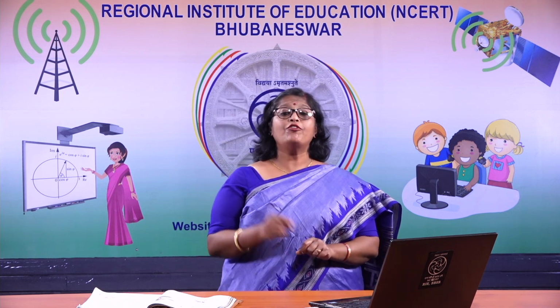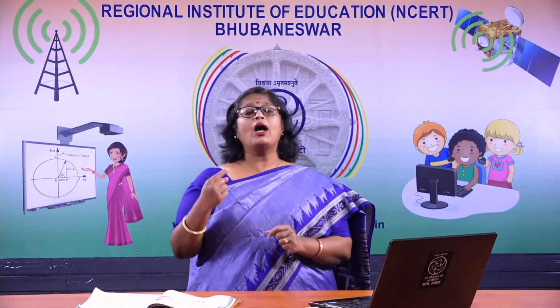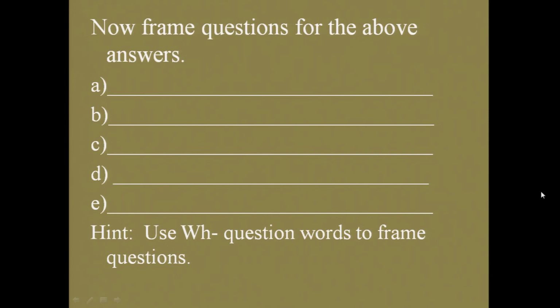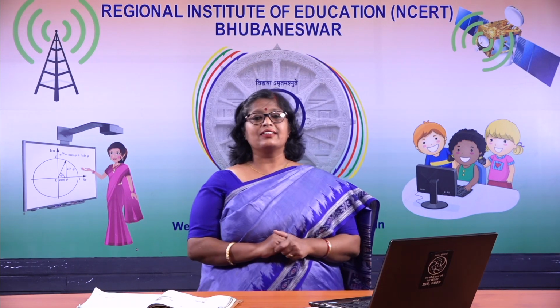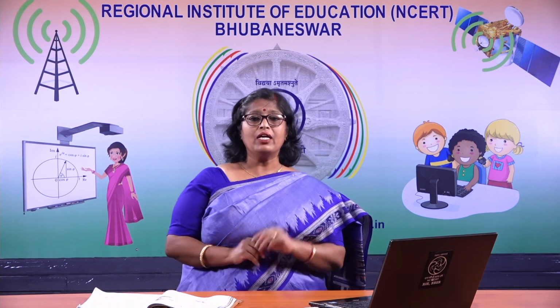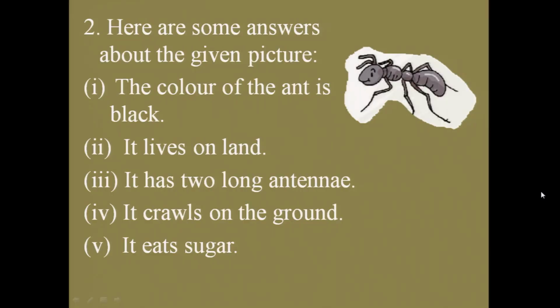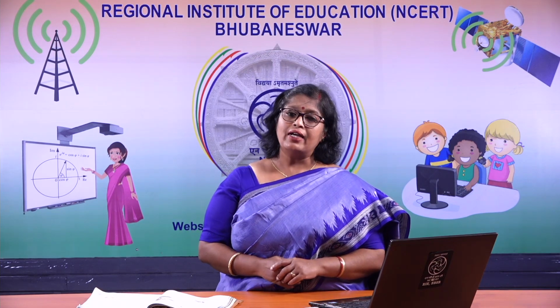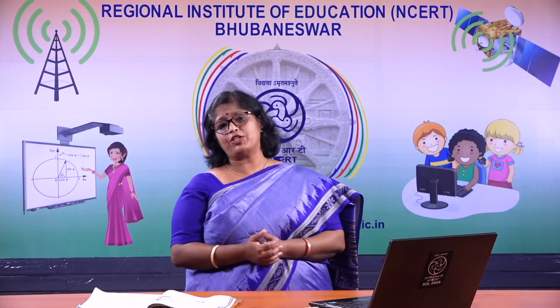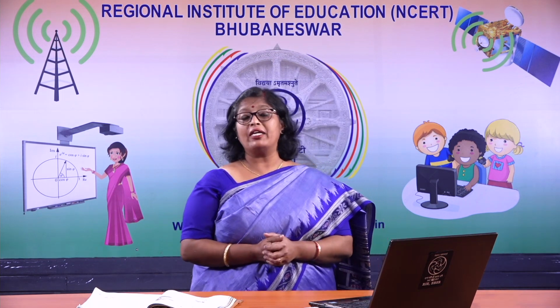Task is, now frame questions for the above answers. What is the first sentence? What is the first description given? The color of the ant is black. So now, if you see the structure, the color of the ant is black. Definitely, what must have been the question? The question must have been, what is the color of the ant?